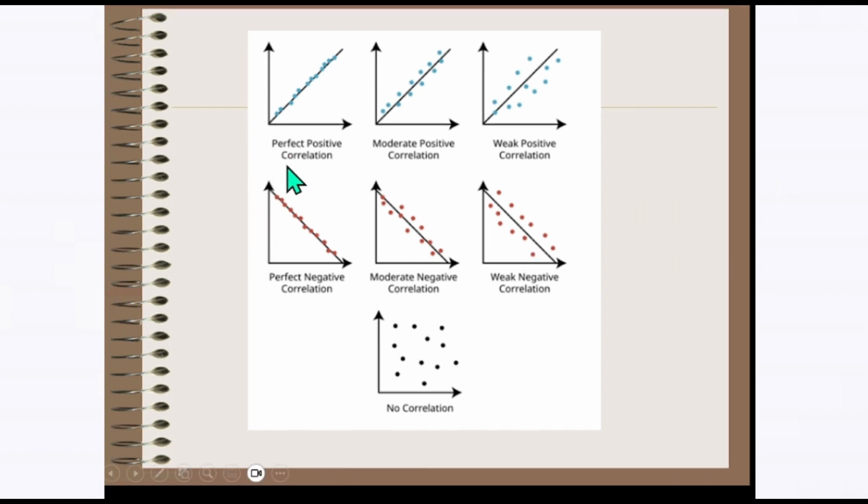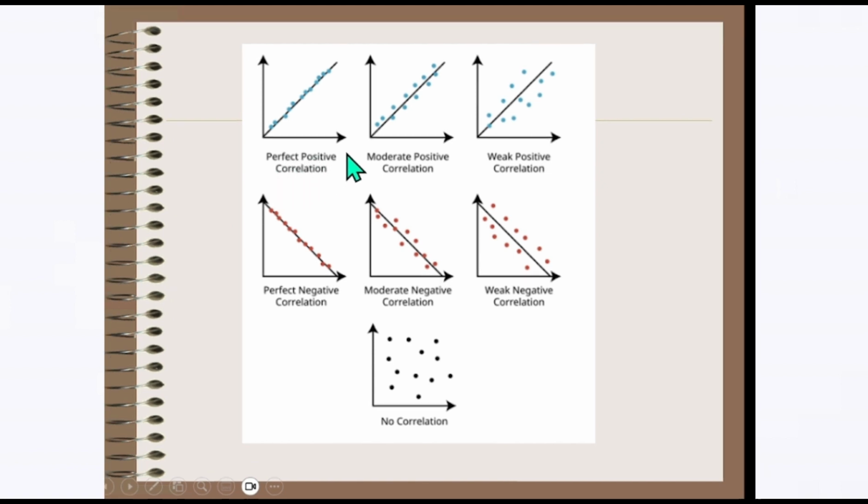Perfect positive correlation, this one moderate positive correlation, weak positive correlation. Yung kabaligtaran naman nila: perfect negative correlation, moderate negative correlation, weak negative correlation, and itong last ay no correlation.